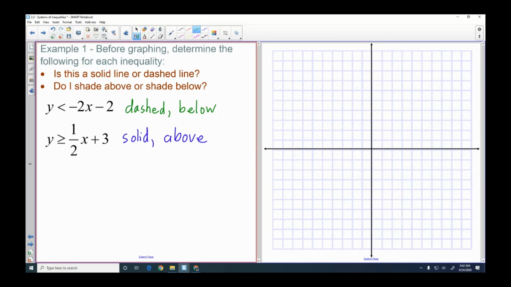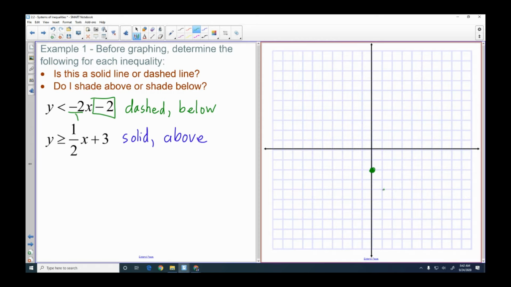So I'm going to start by plotting the y-intercept, which is the number by itself. That's a -2. So I'm going to go down 2 units on my y-axis. And then the slope, I look in front of the x and I see a -2 over 1, right? If there's not a fraction, I make it into a fraction by writing it over 1. And so that's where I move my pen, down 2, right 1.